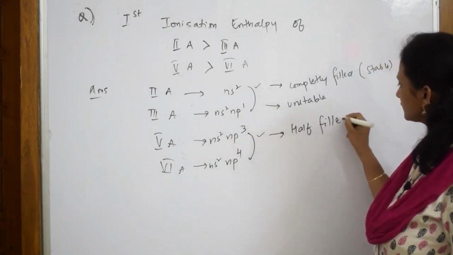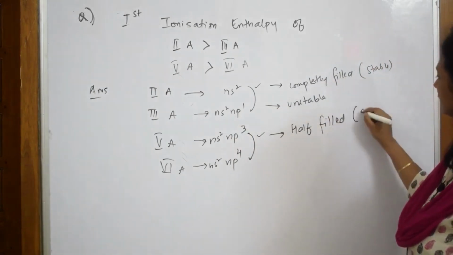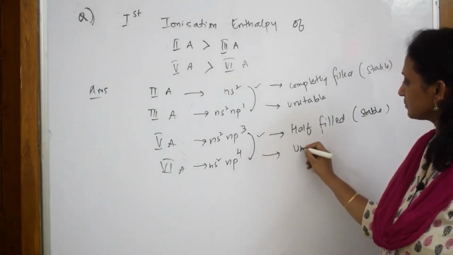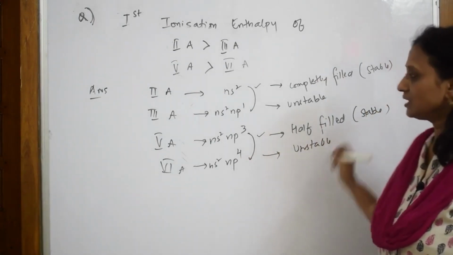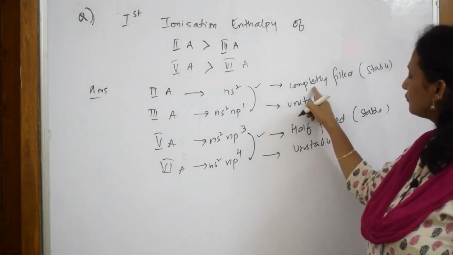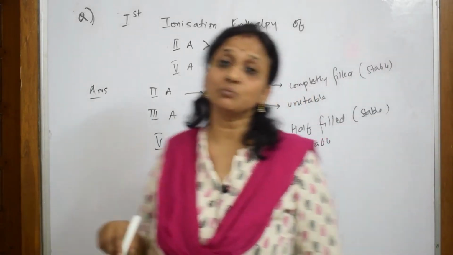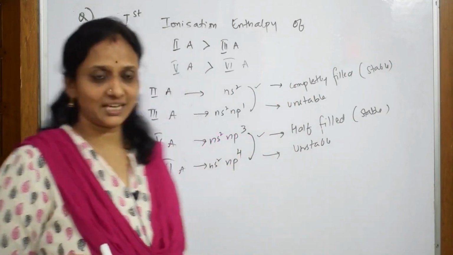Half filled. When it is half filled, completely filled and half filled are always stable. Now this is unstable, it is incompletely filled. Now we very well know half filled or completely filled configurations require more energy to remove an electron.